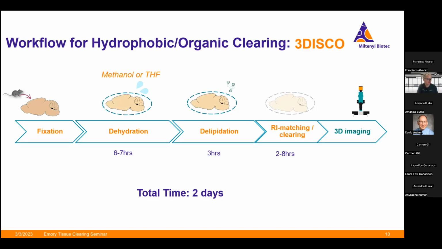dehydration of the tissue is accomplished with alcohol, either methanol or THF. THF is tetrahydrofuran. I'm not a chemist. I don't know if I'm pronouncing that correctly. The delipidization is done with DCM or dichloromethane. And then the final clearing step is done in DBE, which is dibenzyl ether.